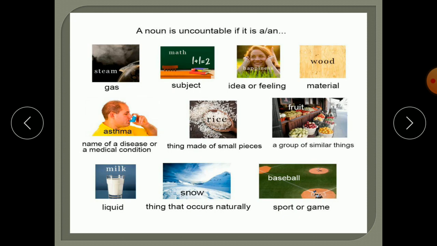From here, you can have better knowledge of uncountable nouns: gas, subject, idea or feeling, then material noun like wood. We cannot count the material because we are talking about the material as a whole. Then the name of any disease or medical condition, things made of small pieces like rice, sugar, a group of similar things like fruits, then liquids like milk, tea, then snow that occurs naturally, then any sport or game. So all these are examples of uncountable nouns.